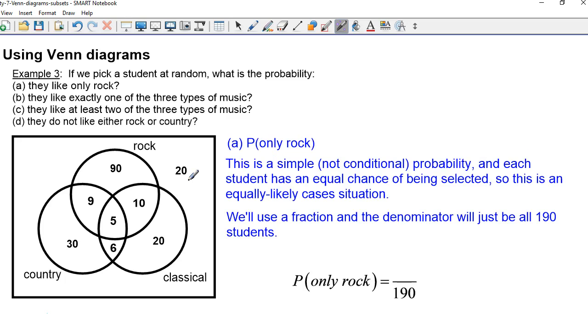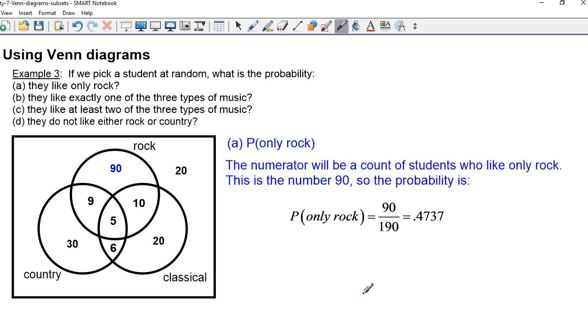So for part A, it asks for the probability that somebody only likes rock. This is a simple, not a conditional probability, and that means that we're going to make a fraction where the bottom is all 190 students, right? And in this case, every student has an equally likely chance of being selected, so we'll use the equally likely cases situation where we just take a number out of a total.